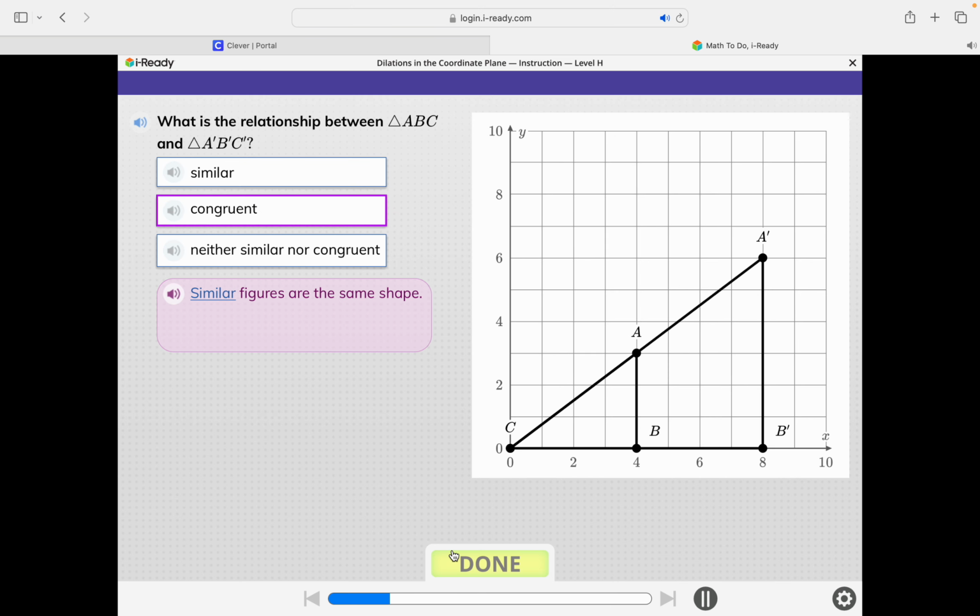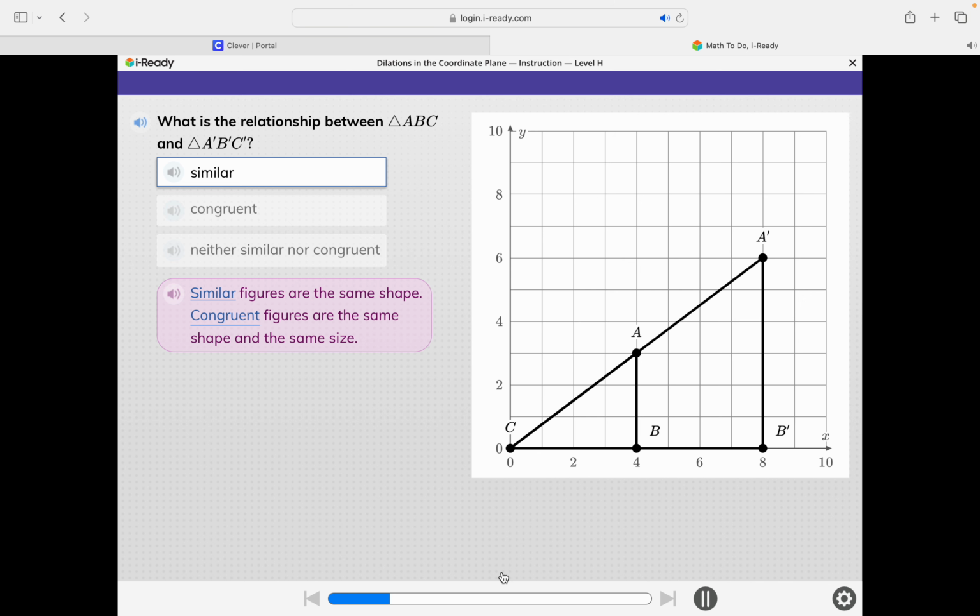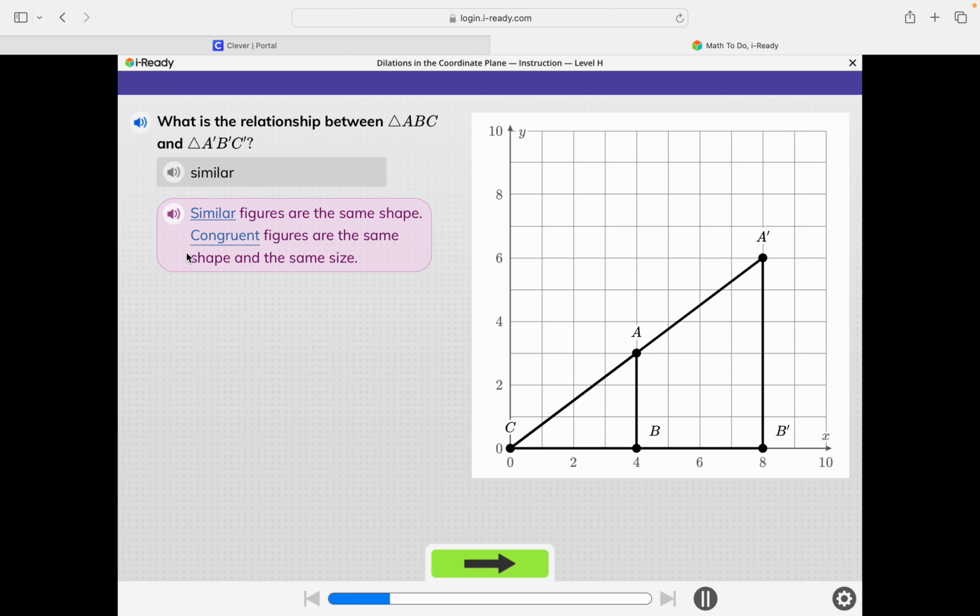Similar figures are the same shape. Congruent figures are the same shape and the same size. Can you make neither similar nor congruent? I choose congruent because triangles ABC and A prime, B prime, C prime are similar, but not congruent. Congruent means what? See here. Congruent figures are the same shape and the same size, an exact copy. Similar means only the same shape, not the same size, and the same angle.